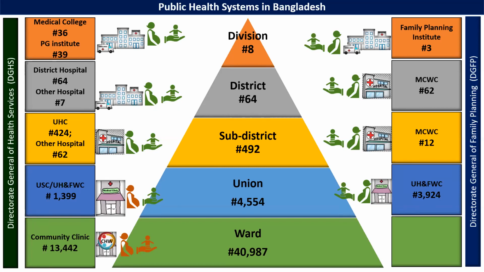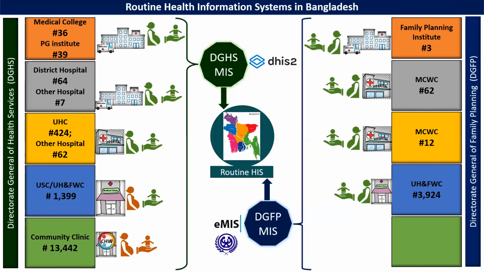The green icon of pregnant woman and newborn shows the type of facilities providing maternal and newborn health services, whereas the orange one means some of these type of facilities are providing maternal and newborn health services. Now let's see the documentation, how this documentation happens in this type of facilities.